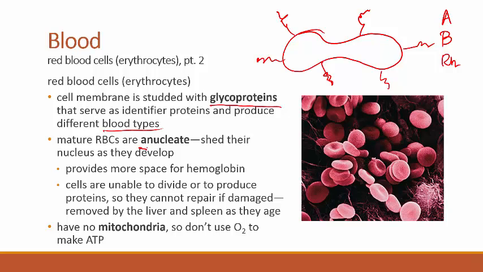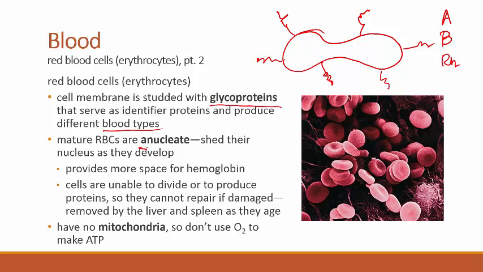But it also has a consequence. Because red blood cells don't have a nucleus, they can't repair if they get damaged. There's no instructions for making proteins, so there's no repair. And as they age, they're removed by either the liver or the spleen. As they're making their way through those really thin little capillaries and they break up, then the liver and spleen get rid of them.